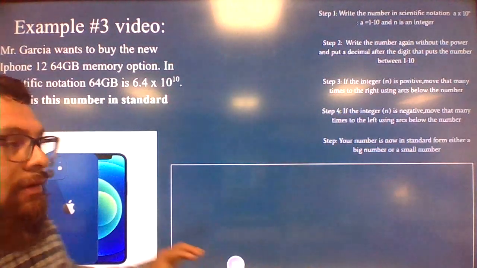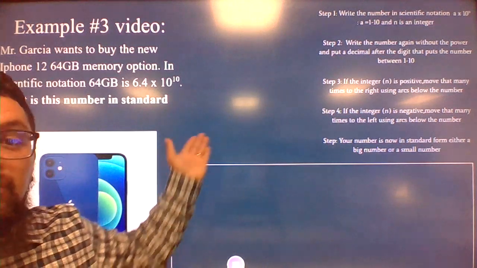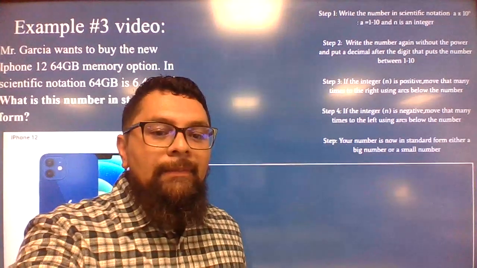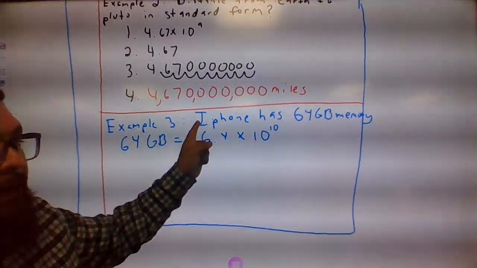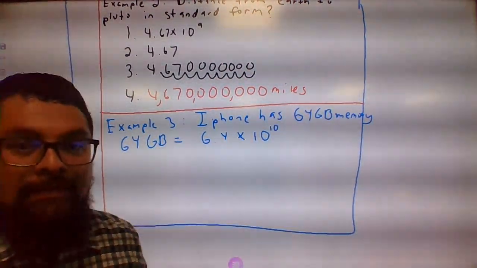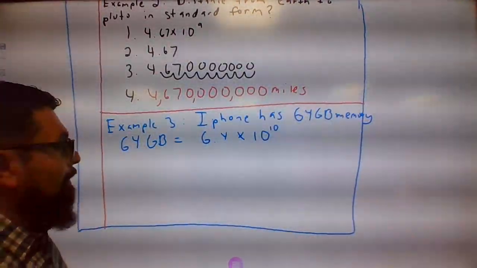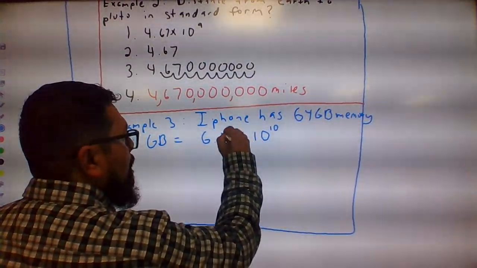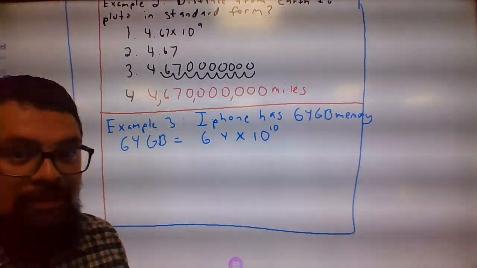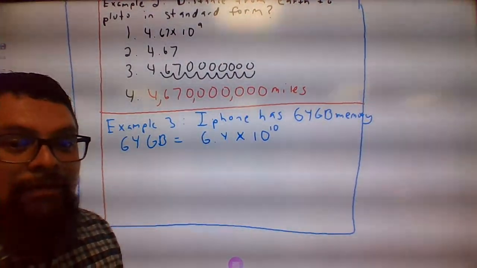Now on this slide, you can type in your work here if you want, or you can just show your work on the next slide. So let's go ahead and do that now. Example number 3: the iPhone has 64 gigabytes of memory, and 64 gigabytes equals 6.4 times 10 to the 10th. Now we have to convert it to standard form. This is in scientific notation, so we have to go from here to something that looks like this. Let's do it with our steps.